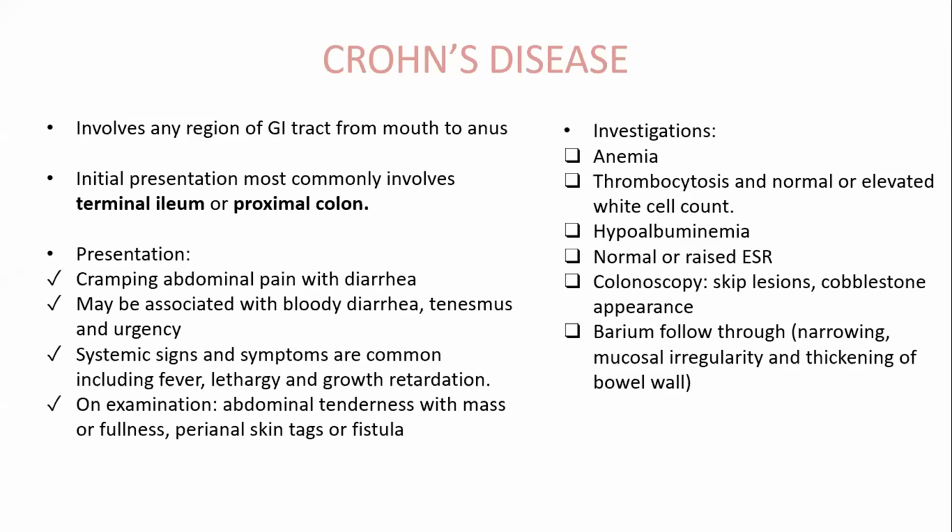So for investigation, you look for anemia, thrombocytosis. White blood cell can be normal or it can be elevated. There will be hypoalbuminemia, increased ESR because it involves inflammation. In colonoscopy, you find skip lesions and a cobblestone appearance. And in barium follow-through, you can find narrowing, mucosal changes and a thickened bowel wall.